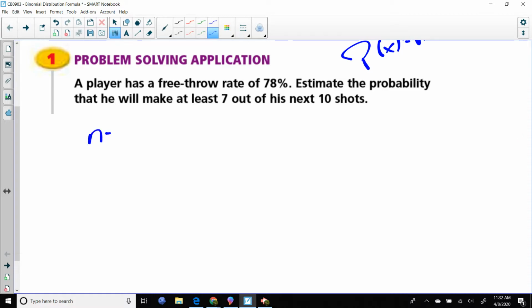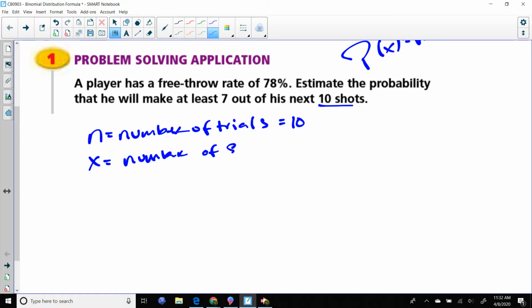First of all, n is going to be the number of trials. It's the number of times it's happening. And in this case, it's going to be 10 shots. He's taking 10 shots, so that's how many trials he's going to do. x equals the number of successes. In this case, how many successes is he going to do? Well, he's going to make 7 shots. So they're saying, is he going to make 7 out of 10 shots? I did say we're going to ignore this at least part. If we meet back again on May 4th, I'll discuss what at least, at most, and things like that. But for the sake of this quiz, I just want to do 7 out of 10.